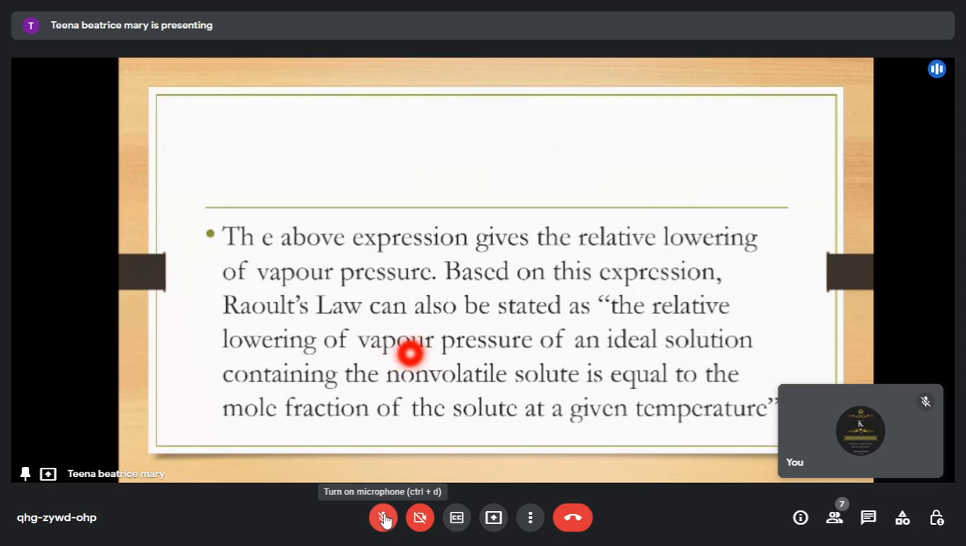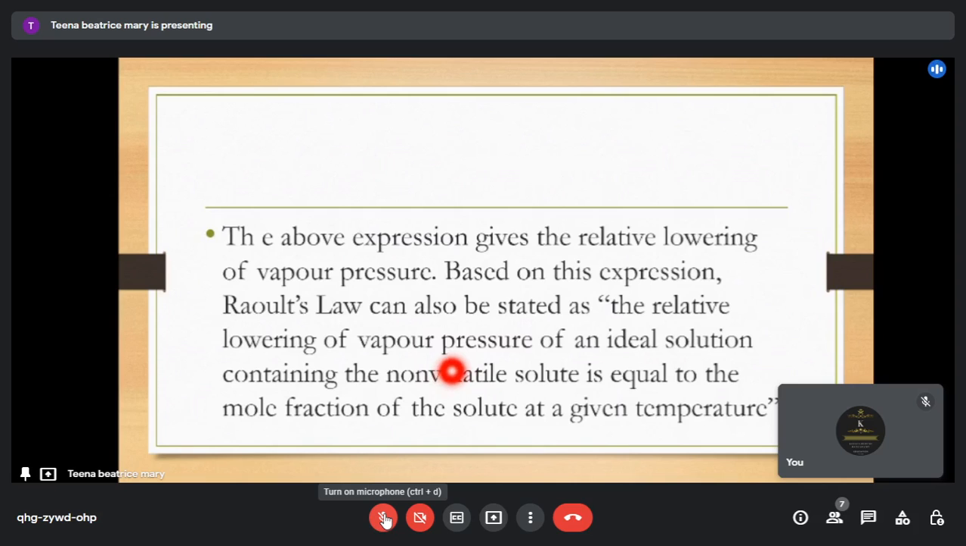So the relative lowering of vapor pressure of an ideal solution, or common solution, that contains a non-volatile solute, if a solution has a non-volatile solute, that will be equal to the mole fraction of the solute at a given temperature. So this is the final conclusion of Raoult's law. So this is what there is for Henry's law and Raoult's law.